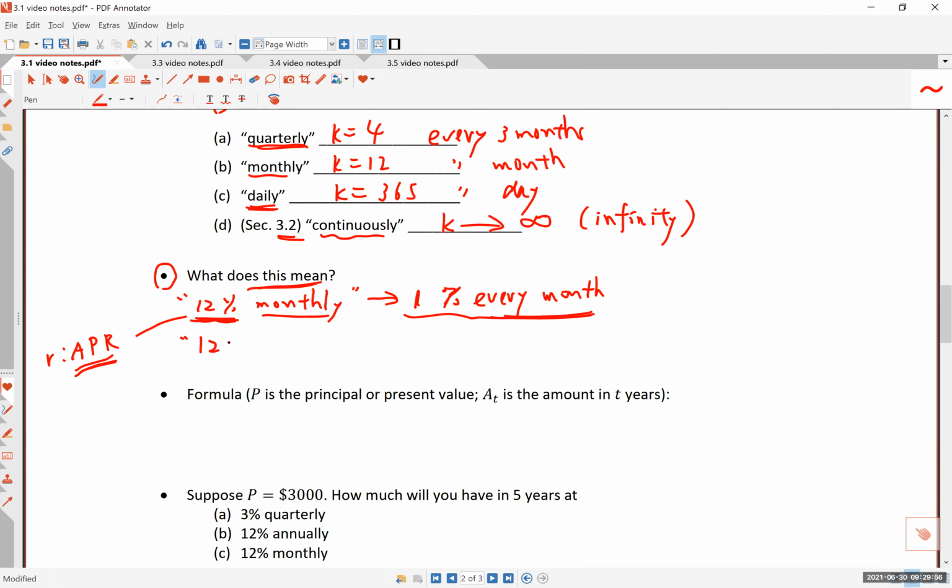So let's go ahead and do another one. 12% quarterly. What do you think this means?